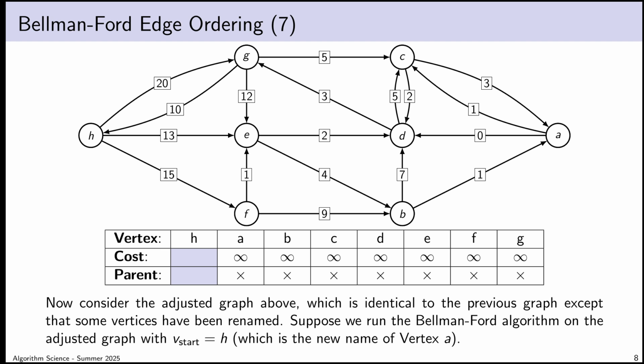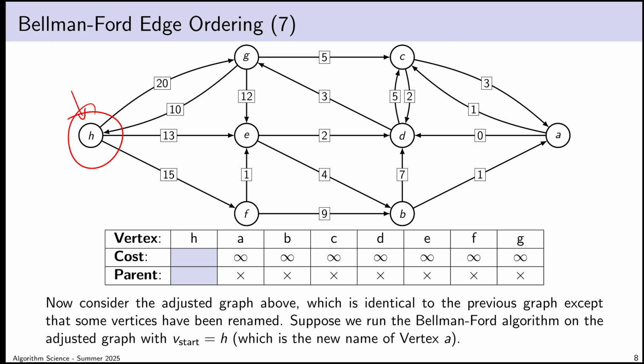In this case, what I've done is I've renamed them so that if you go through the vertices in alphabetical order, you're sort of going from right to left this time instead of left to right. And yet, I still want to compute the minimum cost path tree rooted here at vertex H. So I'm still going to consider edges in alphabetical order.